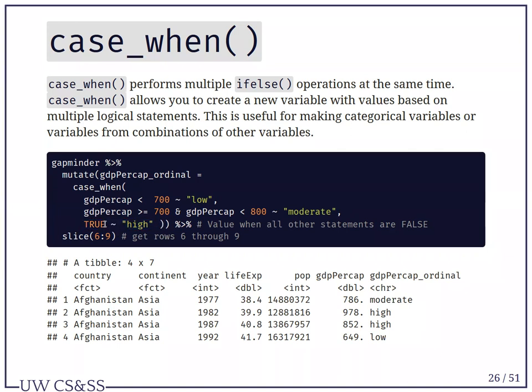And so this means all other values return some value. So things that are not satisfying either of these conditions will return high. And then we can slice just to get rows 6 through 9 to see what happens. And for Afghanistan in 1977, we have a moderate level, which is at 786. So we'd expect it to be between 700 and 800. When it was 978, it was high. And when it was 649, it was low.